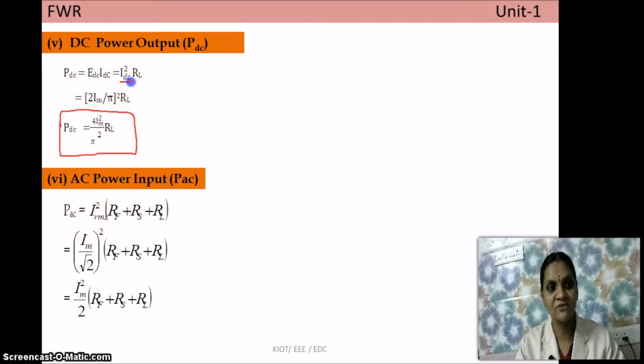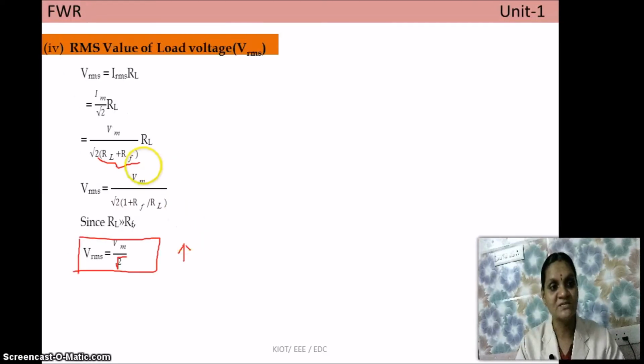And AC power output is PAC, the same formula, but here IRMS square, whereas for DC we took IDC square, in the total resistance of the circuit. AC current flowing in a circuit depends on all the resistances in the circuit. One resistance is RF, the diode resistance; another is the transformer secondary winding, because the transformer secondary winding is the source supplying AC current in the circuit. And finally the load resistance RL.